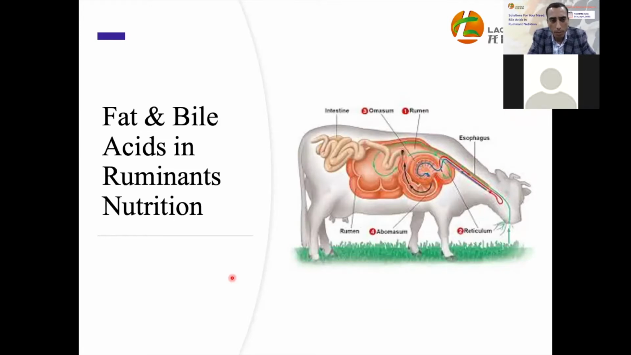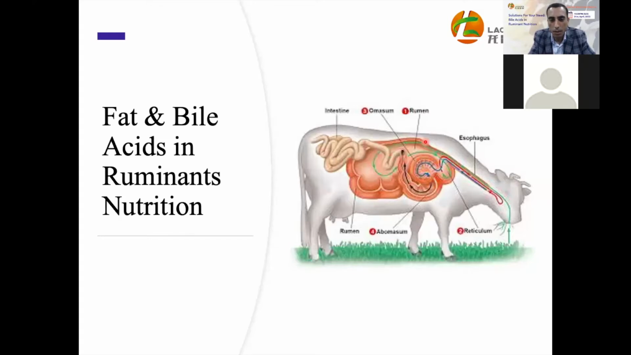As we talk about bile acid and its relation to improving the efficiency of digestion and absorption of fat, it is important to mention the anatomy of the stomach in ruminant animals. As we know, the ruminant stomach is composed of 4 compartments. The first part is the rumen, a large compartment that is considered a big fermenter.